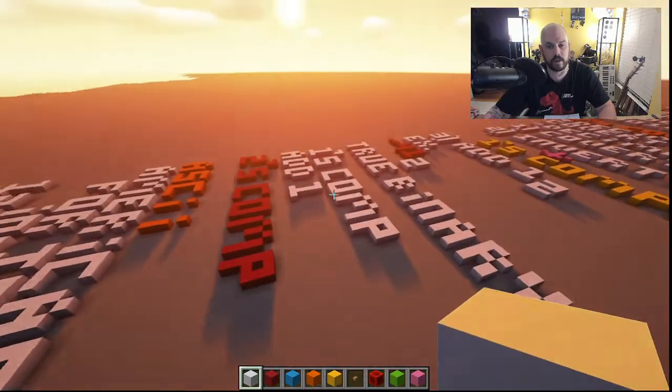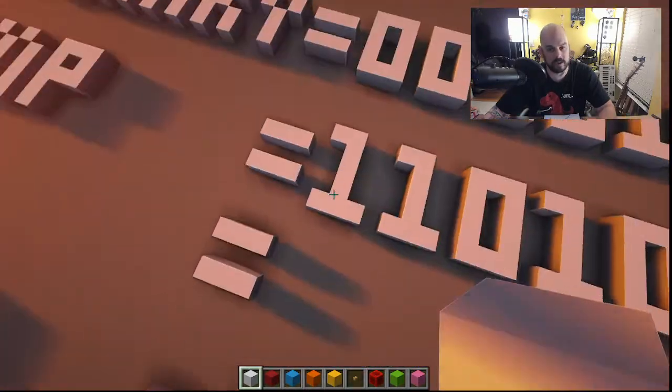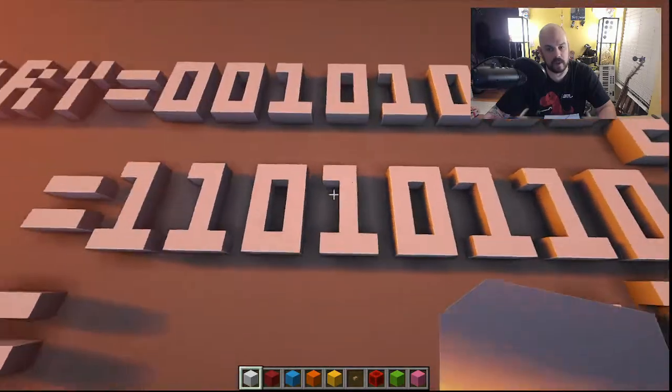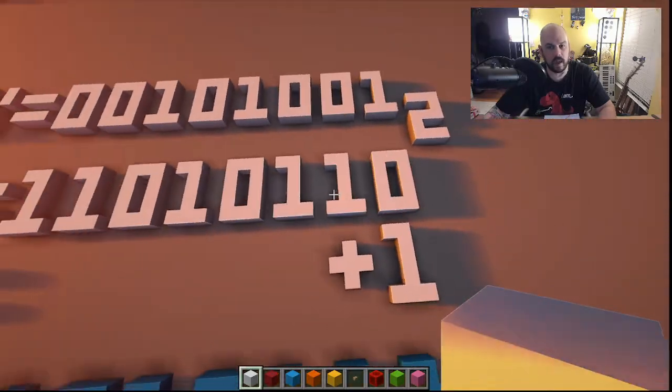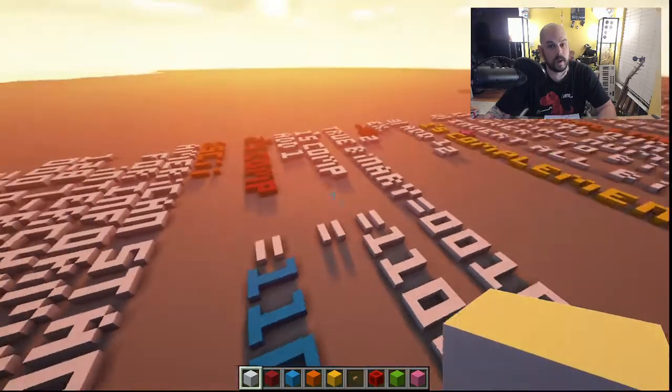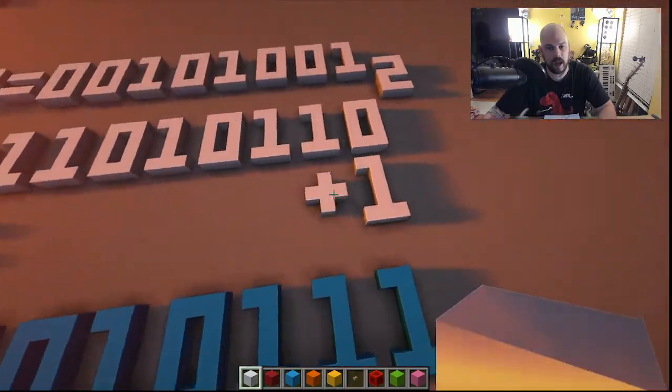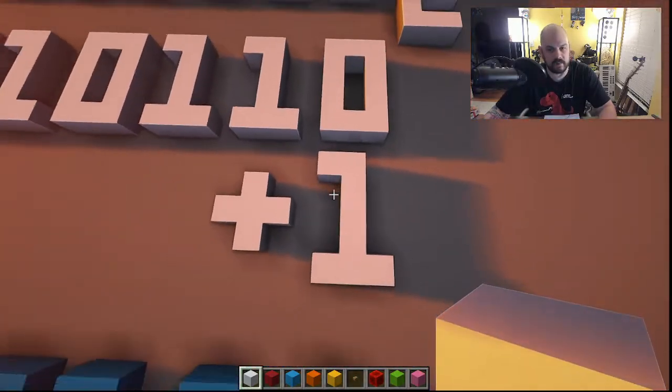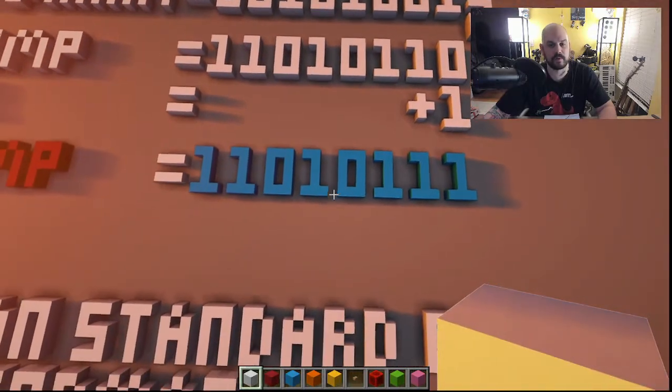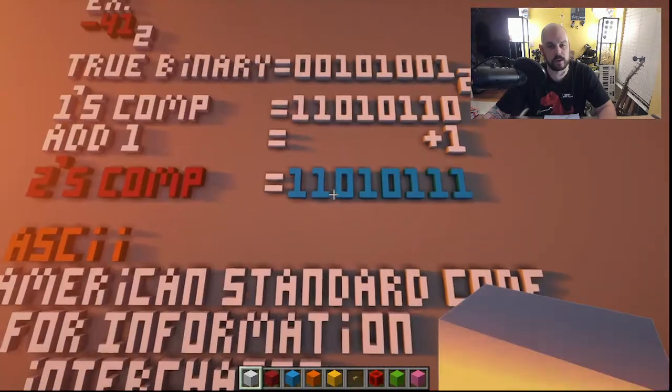So then what we're going to do is take the ones complement. So 0 becomes 1, 1 becomes 0, so on and so forth down the line. Now that is our ones complement number. And then just like I said before, we're going to add 1 to the least significant bit. And then that becomes our binary number. So this is our 2's complement number.